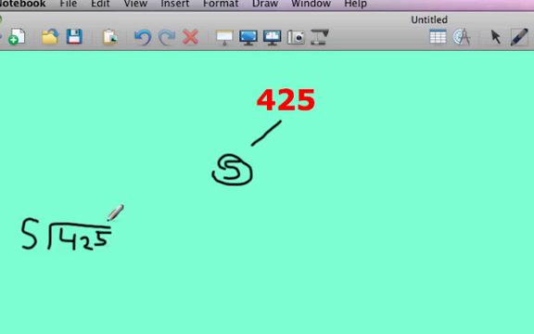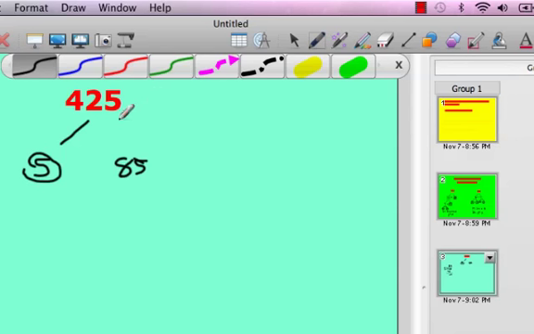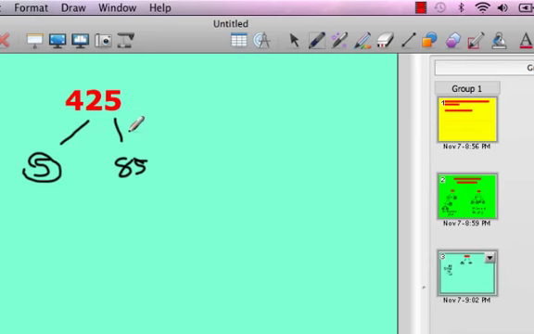425, how many times does 5 go in? So 5 goes into 42 8 times. We get 8 times 5 is 40. We're going to subtract here. And we get 2. We'll bring down that 5, and that's 25. 5 goes into 25 5 times, so we get 85. Now, since 85 is not a prime number, I'm not going to circle it, just so I know.